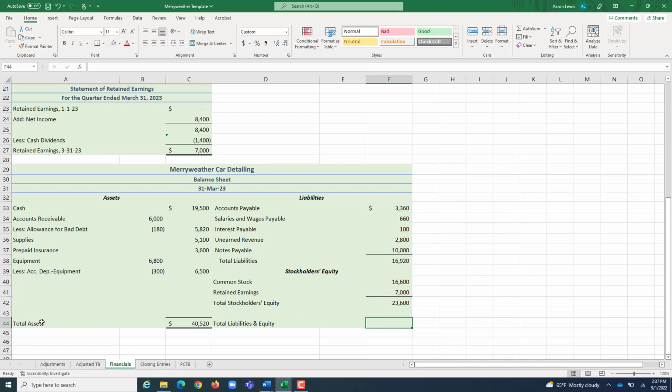So now we figure out if our accounting equation works. If our assets are equal to our liabilities plus equity. So liabilities in total were $16,920. Our equity in total was $23,600. And when we add those two numbers together, we come up with $40,520. Our balance sheet balances.